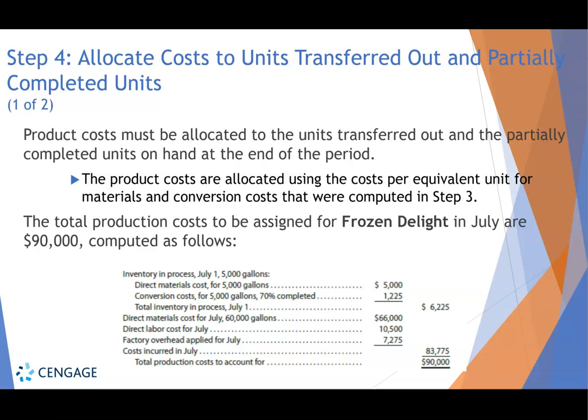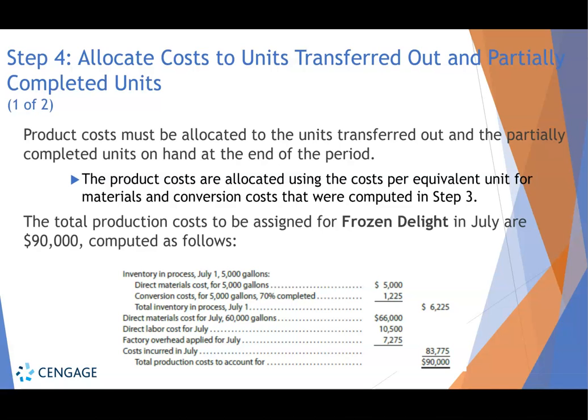Product costs must be allocated to the units that get transferred out, but also to those that are partially completed that are still on hand at the end of the period. So the total production cost to be assigned for Frozen Delight in July is $90,000.